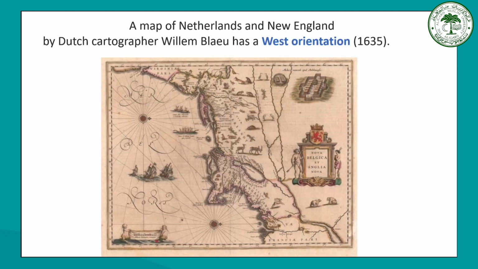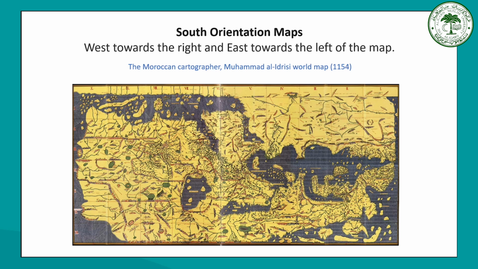In the context of orientation, there were also maps that were west-oriented. This is an example, a map of the Netherlands and New England prepared by a Dutch cartographer, in which the west direction is highlighted. Another map has a south orientation. Again, this is interesting: the south pole has been highlighted and the map is switched to another direction, with west towards the right and east towards the left. It was prepared by a Moroccan cartographer.